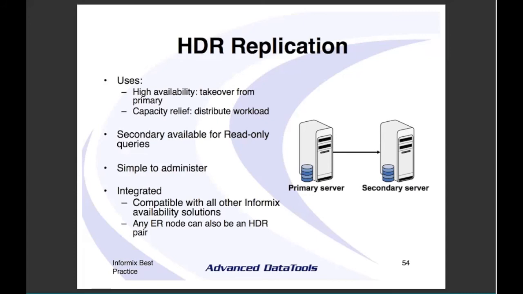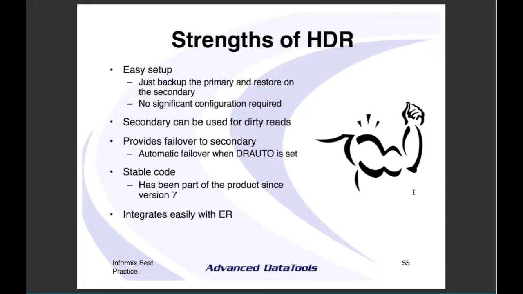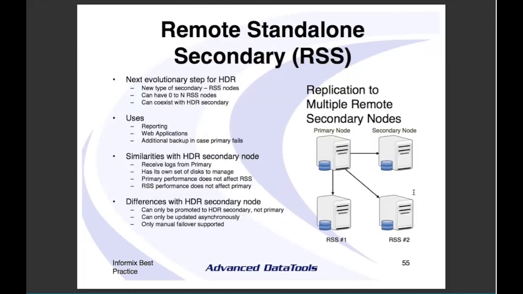And what you want here is a primary server and a secondary server. It's very simple to set up, and we're going to do it right now. In fact, in the next 10 minutes, we'll have a second server set up. It's very easy to administer. The second server is in read-only mode, so you can use it, but you've got to pay license for it. That's the only thing. And it works with all the other Informix replication solutions. It's very easy to set up, and this has been part of the product since version 7, since the 90s. It's very stable and rock solid.